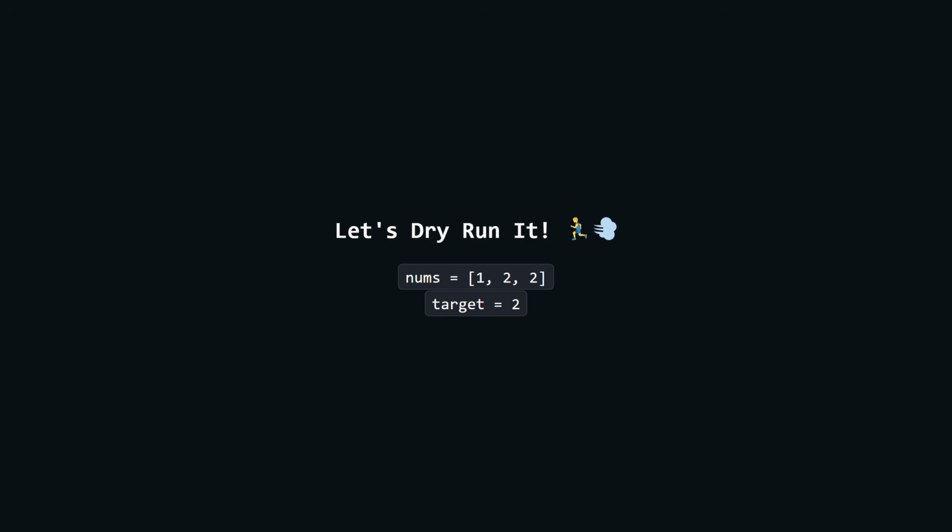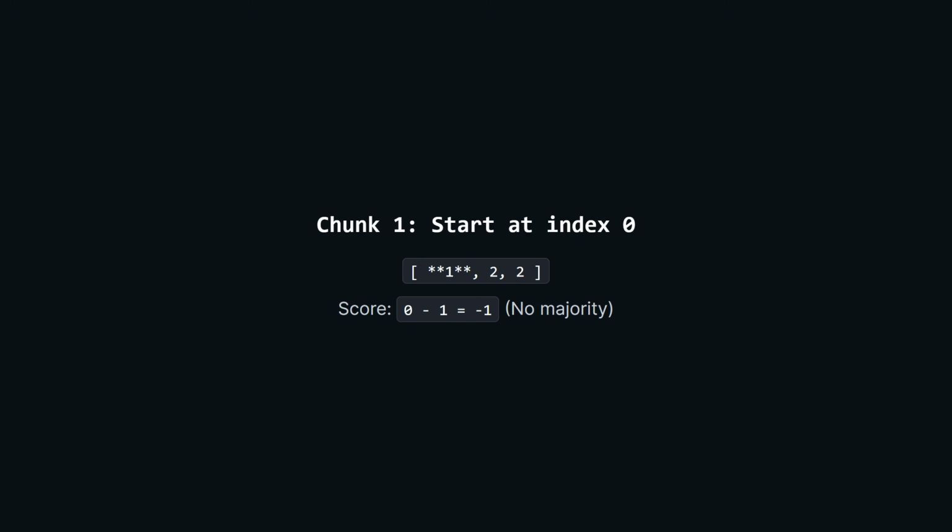Code can be hard to visualize, so let's run a tiny example through it. Our list is 1, 2, 2, and the target is 2. We start our first chunk at the very first number, which is a 1. It's not our target, so the score drops to -1. No majority here. We stretch the chunk to include the next number, a 2. That is our target, so the score bumps up to 0. But 0 isn't strictly greater than 0, so still no majority. We stretch it again to include the last 2. The score goes up to +1. Since it's greater than 0, this whole chunk is valid, so we add it to our answer.